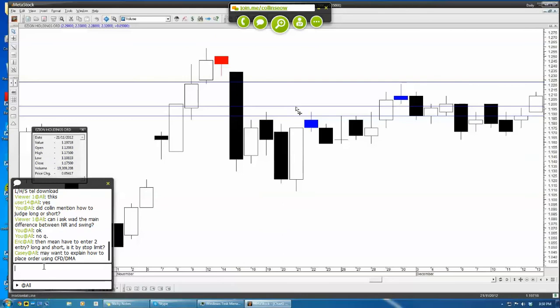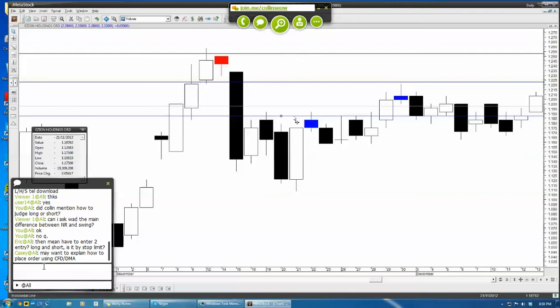Like the example you see here. Okay, so how do you put in the orders? Very good question. Casey will know, right? But let me just explain. On the CFD, right?